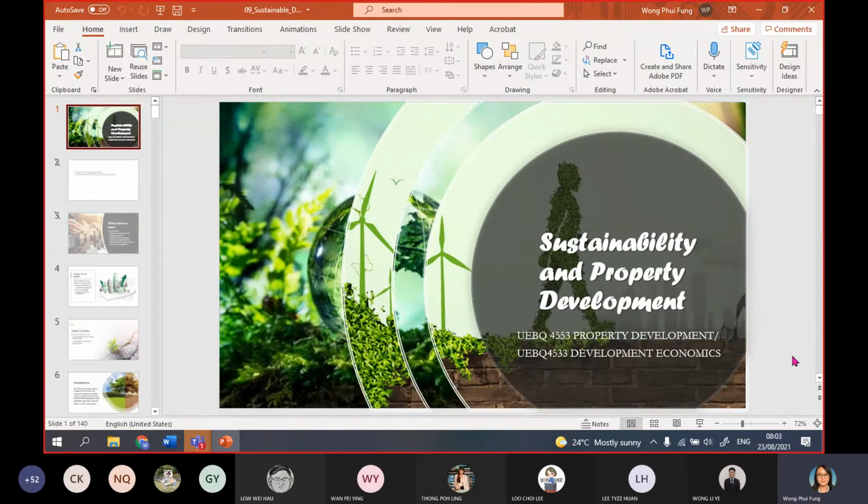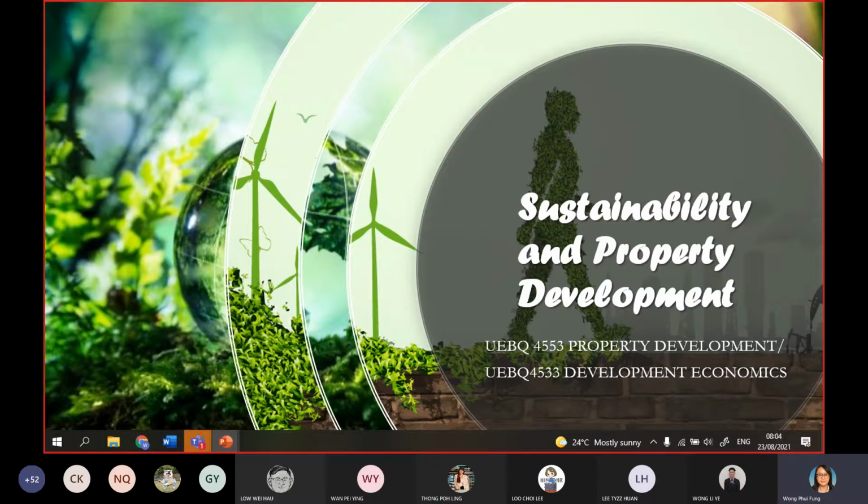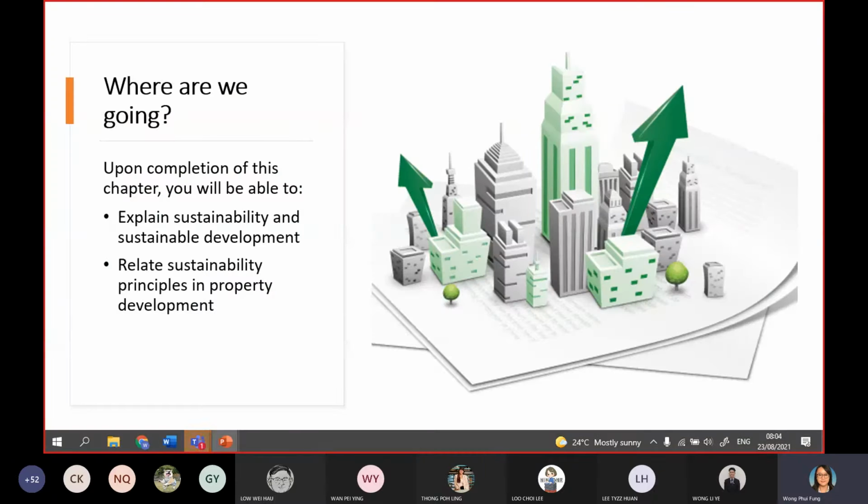Okay, so today we are going to the last chapter of this course, which is sustainability and property development. So this would be the last chapter for the whole course. For this topic, I would say it is quite easy to follow, because if you learned CCI or SCT before, you should have a basic understanding of sustainability.